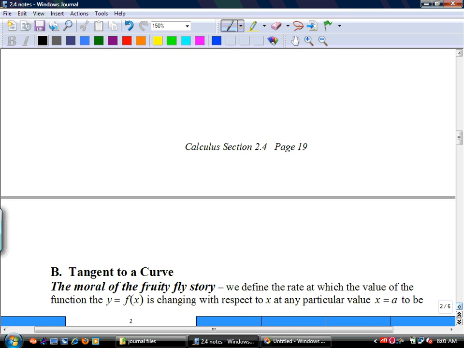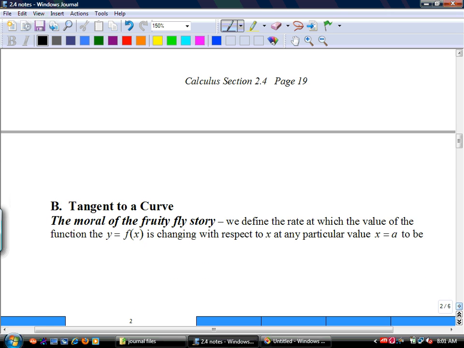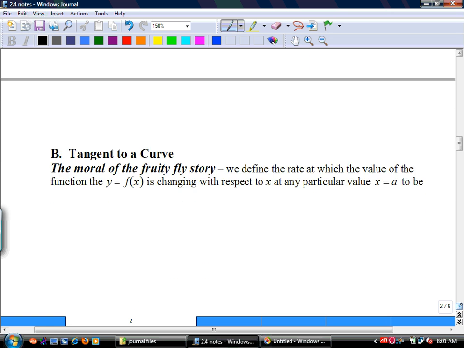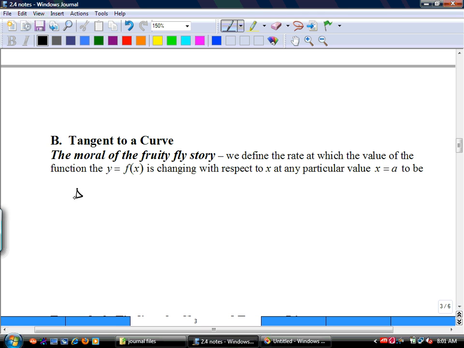So the moral of the story, here's how you write it. Delta y over delta x, also known as slope, is the limit as x approaches a of f of x minus f of a all over x minus a. This is one way of writing it.